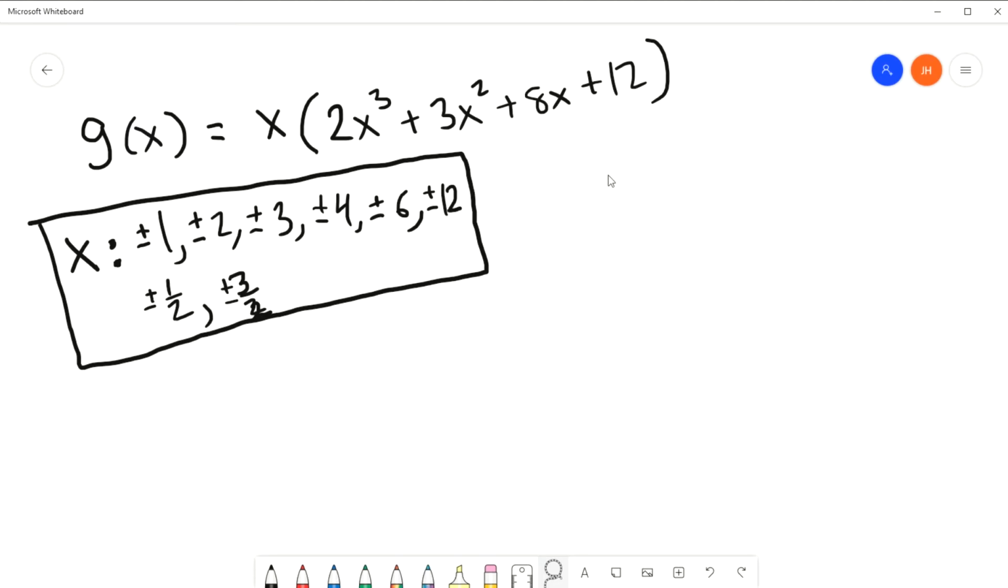So when I plug 1 into this, g of 1, I get 1 cubed is 1 times 2 is 2. 1 squared is 1 times 3 is 3. 1 times 8 is 8, and plus 12. Now this is all things adding, so there's no way that's going to equal 0, right? It's all a bunch of things adding.